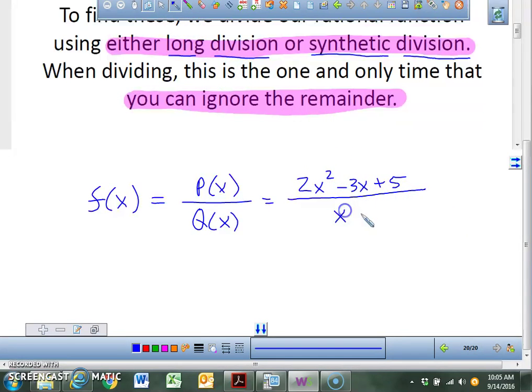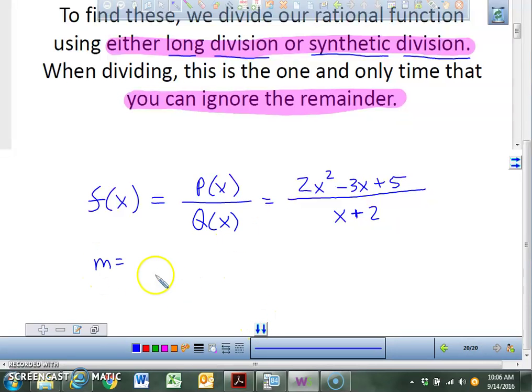And in the denominator, I want you guys to write x plus 2. All right? So right here, p of x is 1 degree bigger than q of x. What's our m value? 2. What's our n value? 1. So if you notice, it's just 1 degree bigger. You don't know where the 1 came from? This is x to the first.